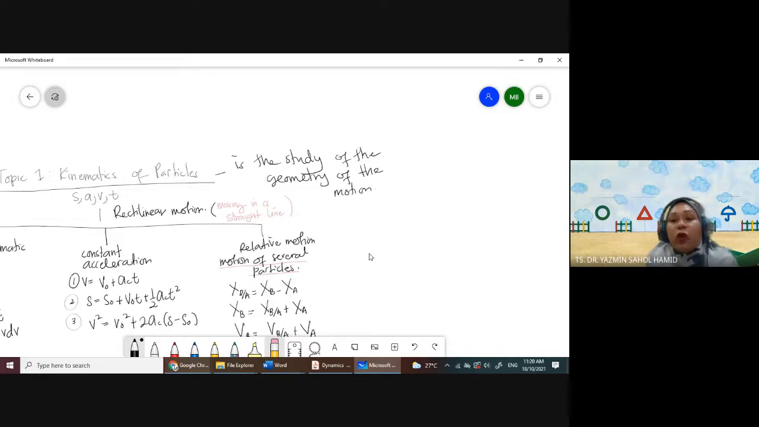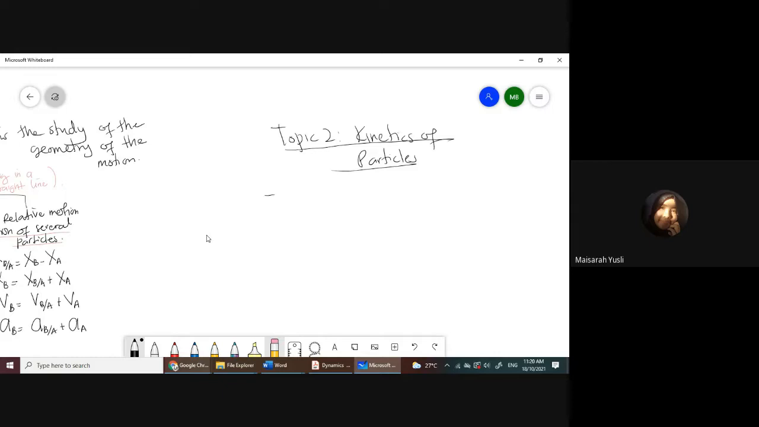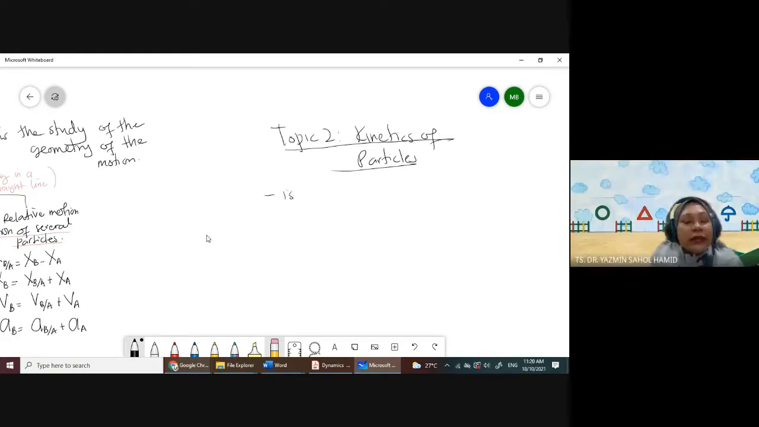And if you remember for topic 2, what is the topic 2 title? Kinetics of particles. And what is kinetics? Remember? Relation between force and acceleration. So it is a study of the forces that cause the motion. That is kinetics. And then what is rectilinear?